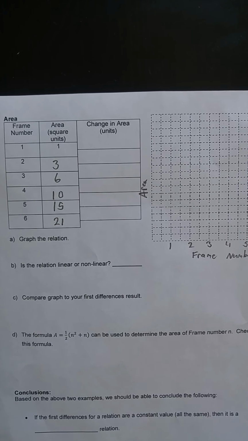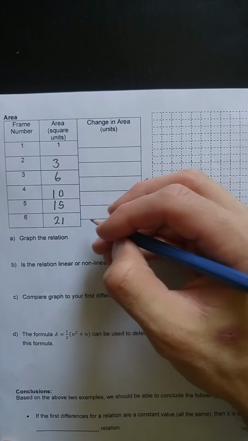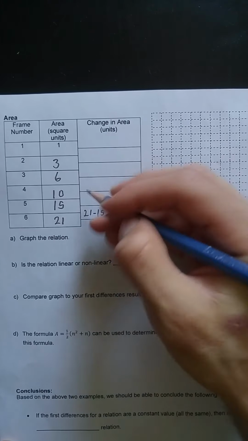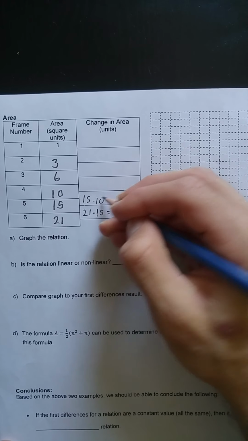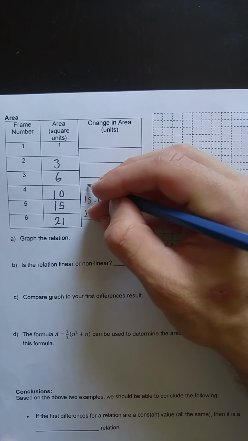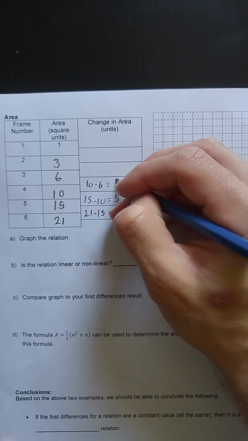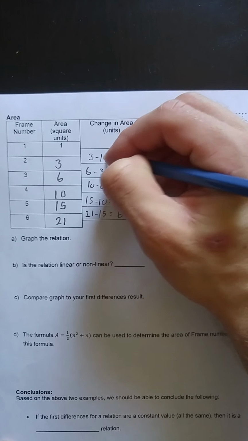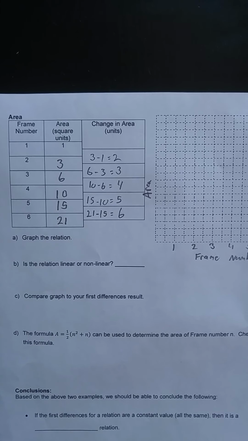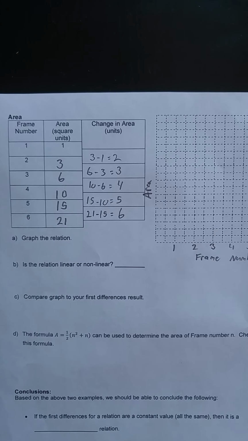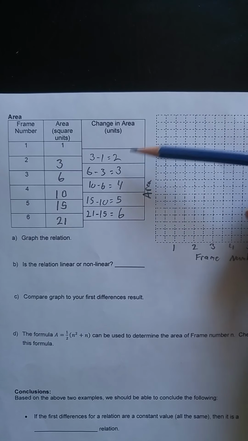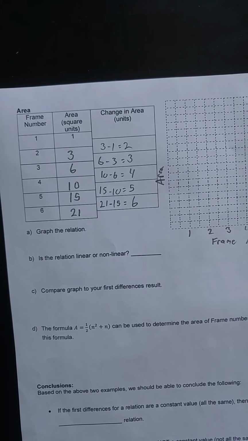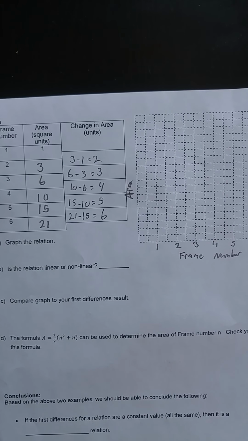Now we can again find our first differences. I'll start from the bottom. So 21 take away 15, we get 6. 15 take away 10, 5. 10 take away 6, 4. 6 take away 3 is 3, and 3 take away 1 is 2. So we can see our last one, the first difference was always the same, 4 every time. We can see in this one, it goes 2, 3, 4, 5, 6. So we can see the first differences are different.